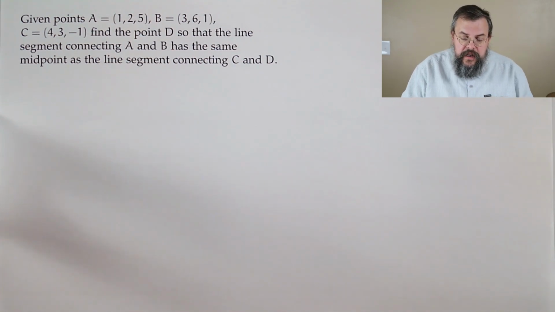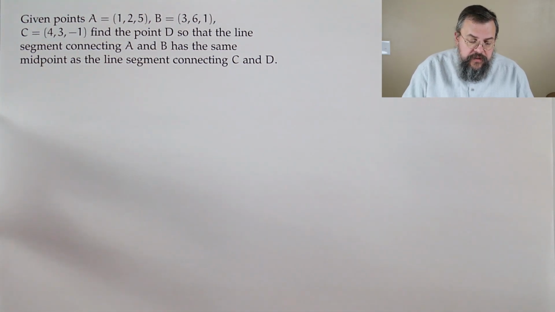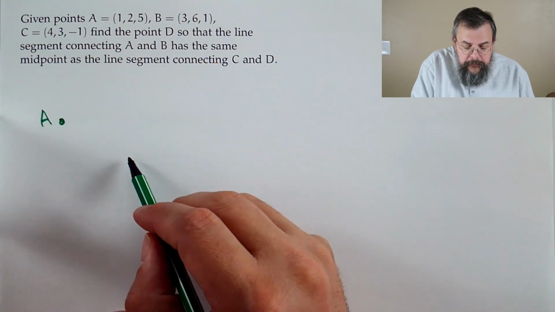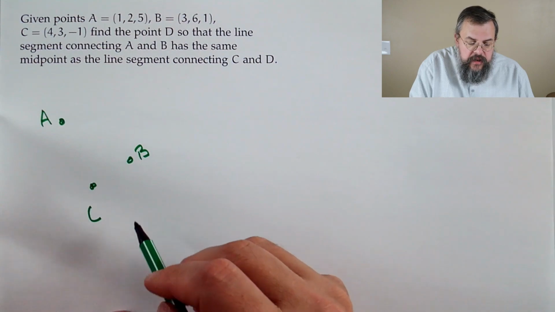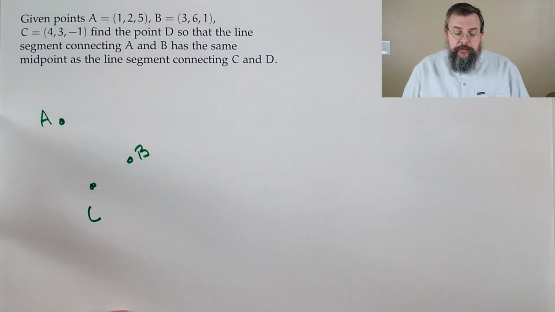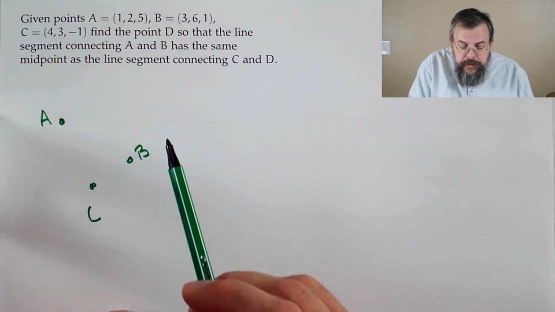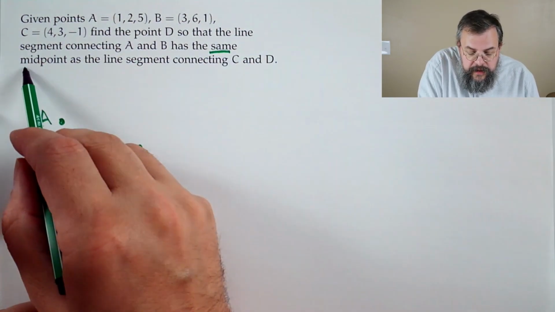Now, let's sort of get an intuition about what's going on here. So we have some points. So let's just go ahead and mark them. We have A, B, and maybe we have C, and then we have some unknown point D. Now, what do we know? We know that they have a common midpoint. See, it says it here, uses the word same midpoint.